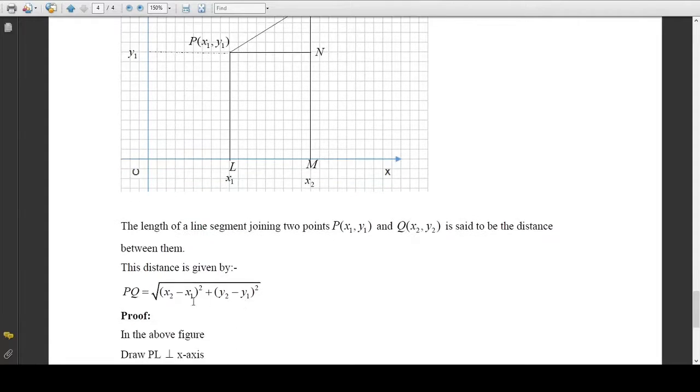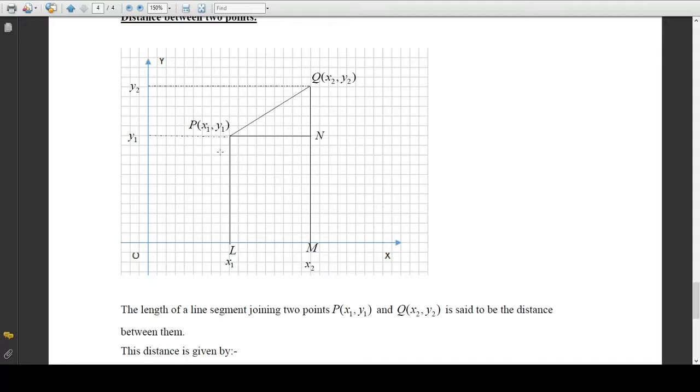Okay, this is the distance, which is also called the distance formula for any 2 points on a plane. Remember, if P is denoted by the point x1 y1, Q denoted by point x2 y2, then the distance between PQ is root over of x2 minus x1 square plus y2 minus y1 square.